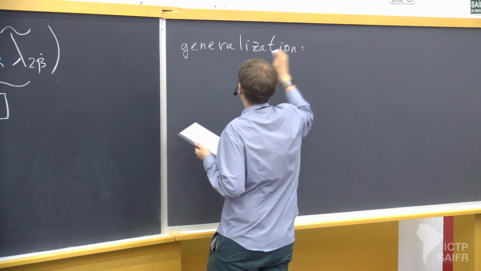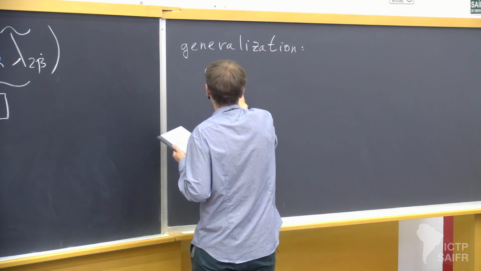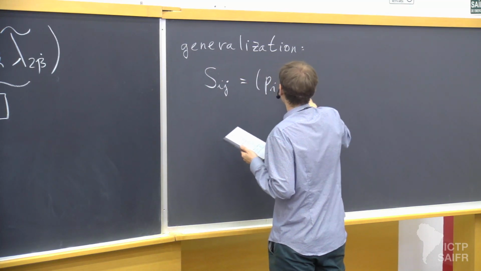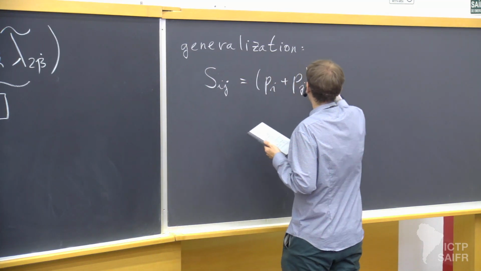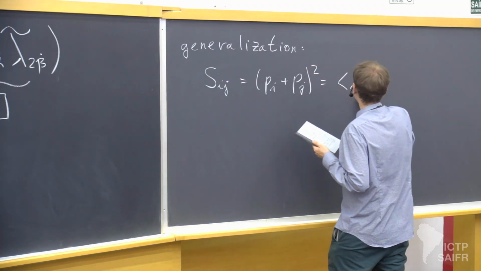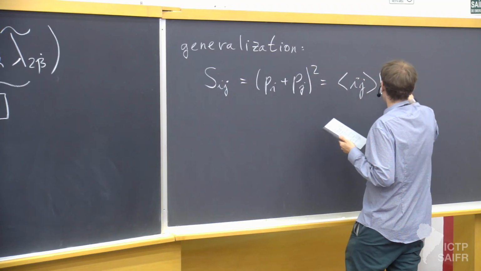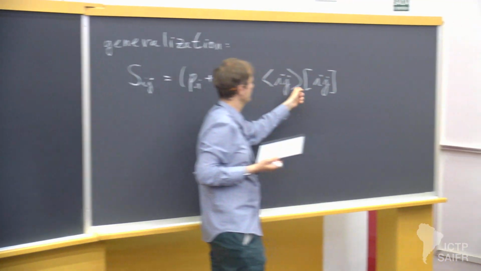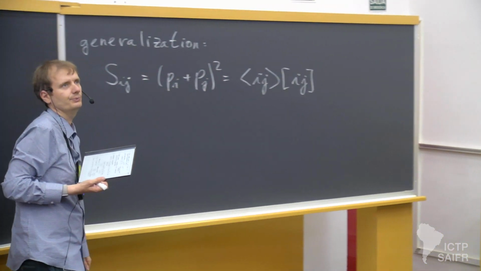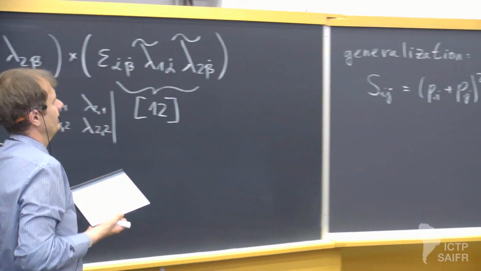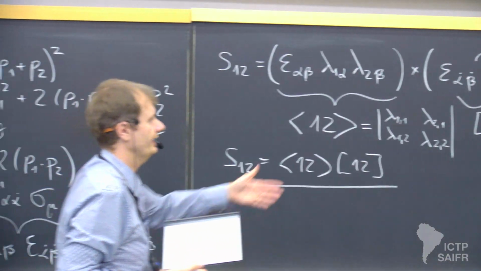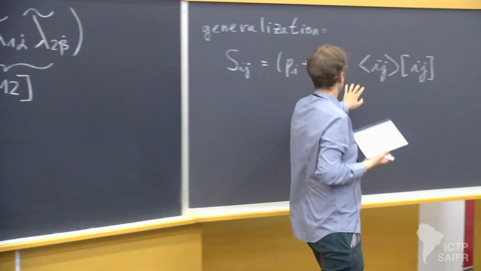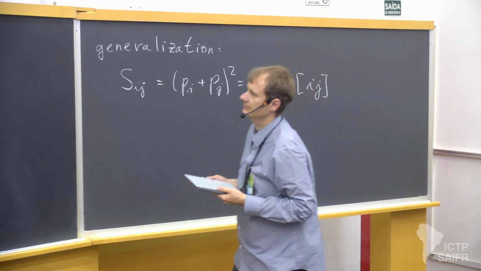So Sij, which is Pi plus Pj square, is equal to Ij, where now these labels are particle labels. So we use the Spinor-helicity variables for particle i and j, and then doing this again for this Sij things factorize.